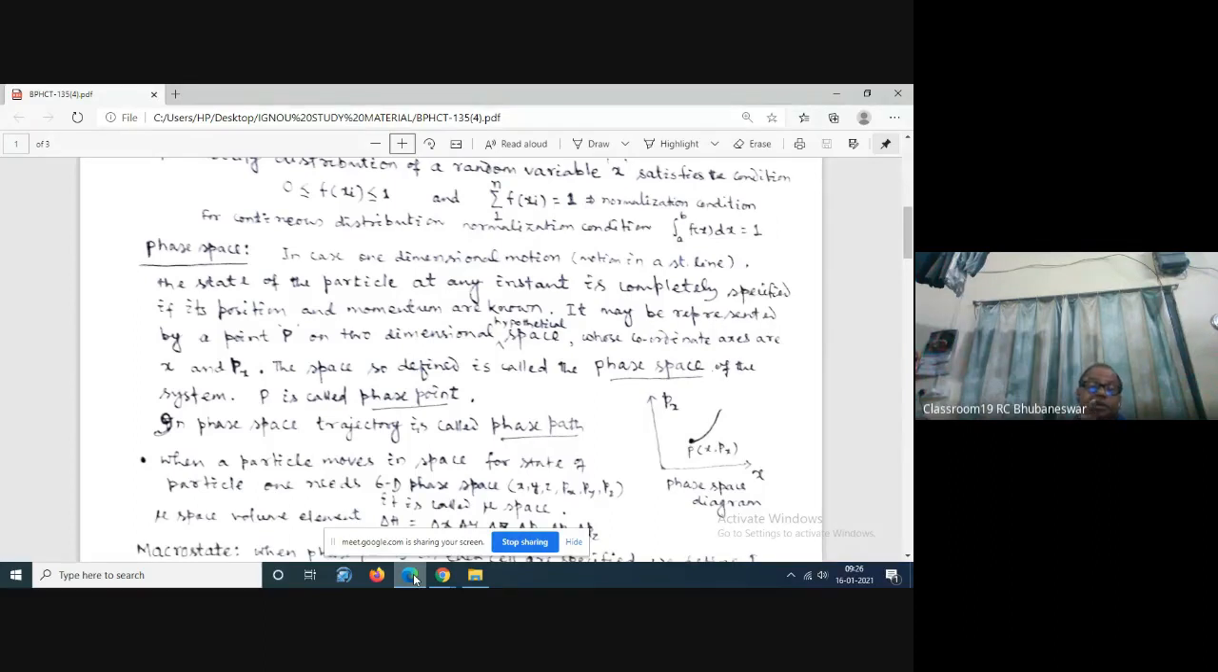So in that case, the state of the particle at any instant is specified by its position x and velocity dx by dt, how it is moving. And if you know the velocity, you also know the momentum. So we can say its position and momentum. So the state of the particle in one dimensional motion, along the x axis, is determined by x and its momentum px.